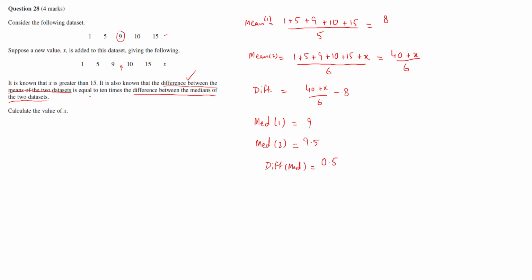Now we can put everything together. What it's saying is that the difference of the means is 10 times the difference of the medians. So 0.5 multiplied by 10 is equal to the difference of the means, which is (40 plus x) over 6 minus 8. Now you have an equation, and all you need to do is basic algebra to solve it, which will give you x is equal to 38.